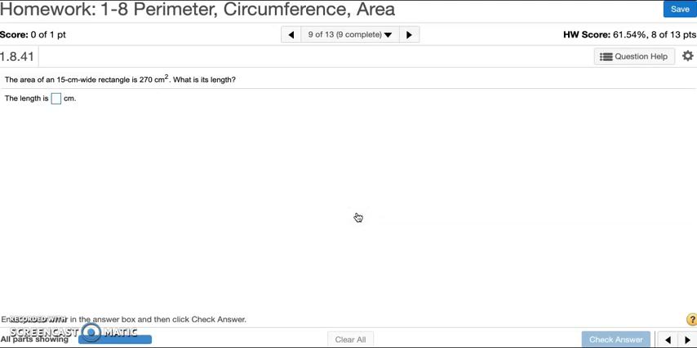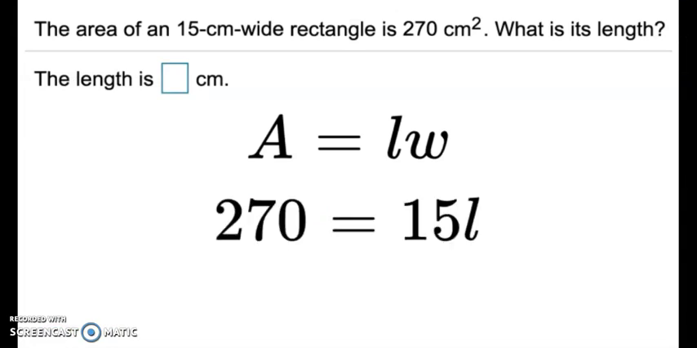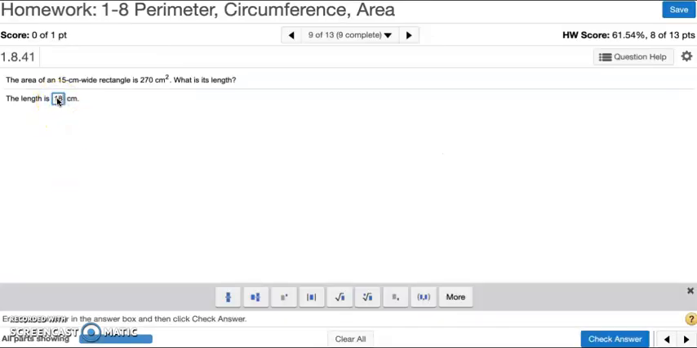Number 9, the area of a 15 centimeter wide rectangle is 270 centimeters squared. What is the length? So let's take a look at it. Well, the area of a rectangle is length times width. The area is 270 and the width is 15. To find the length, you solve for L and you do that by dividing both sides by 15 and you get the length is 18. So that's going to be the answer. So the length is going to be 18.